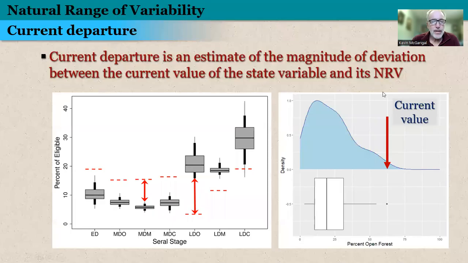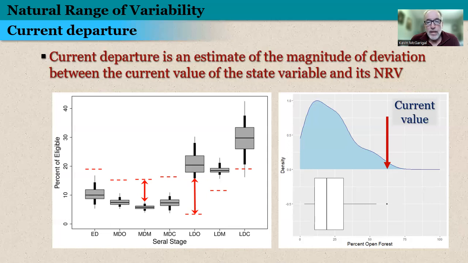Okay, let's get started. So current departure, first, what is it? Well, current departure is simply an estimate of the magnitude of deviation between the current value of the state variable and its NRV. Remember that the state variable can be anything pertaining to the pattern and process under consideration, and there are myriad possibilities as we talked about in the last talk. But regardless of the variable, current departure refers to how much the value of that state variable in the current landscape differs from its natural range of variability.